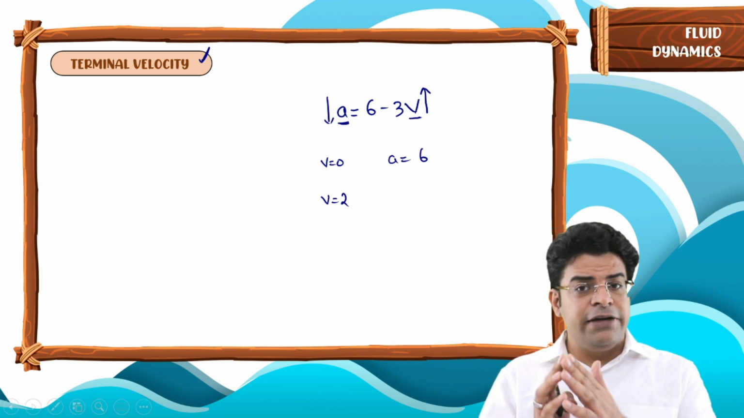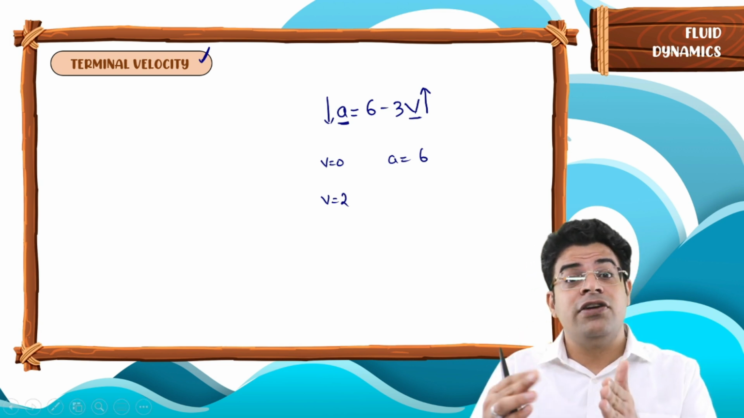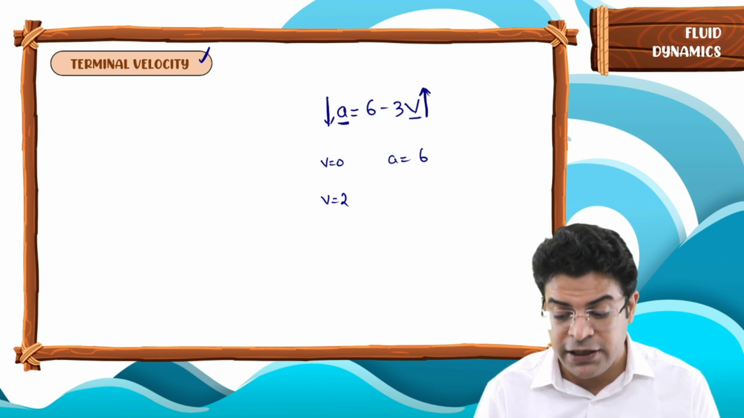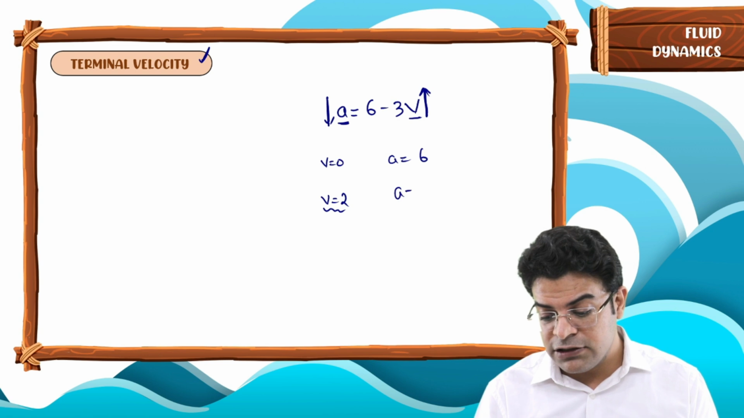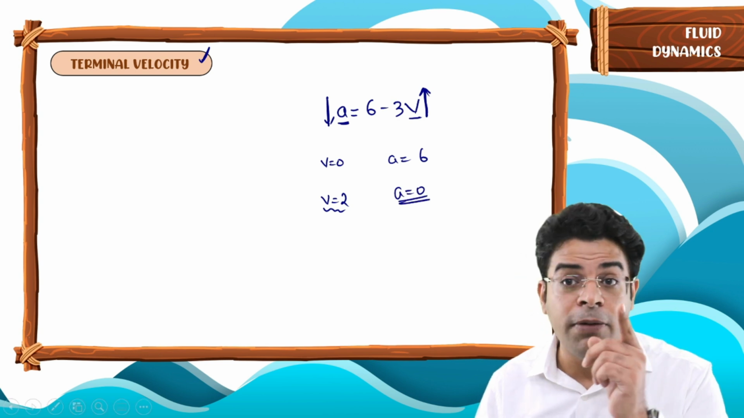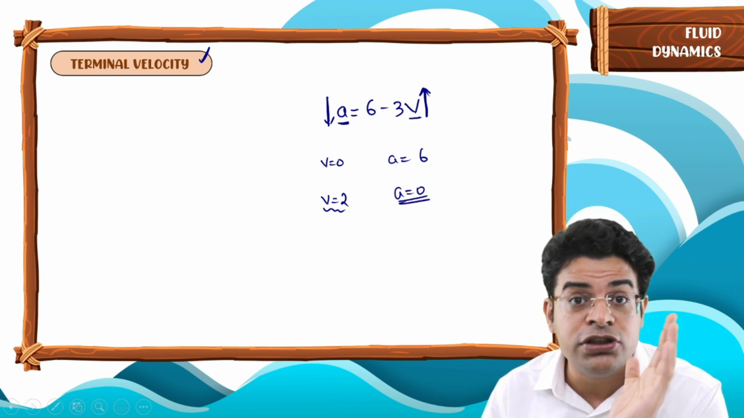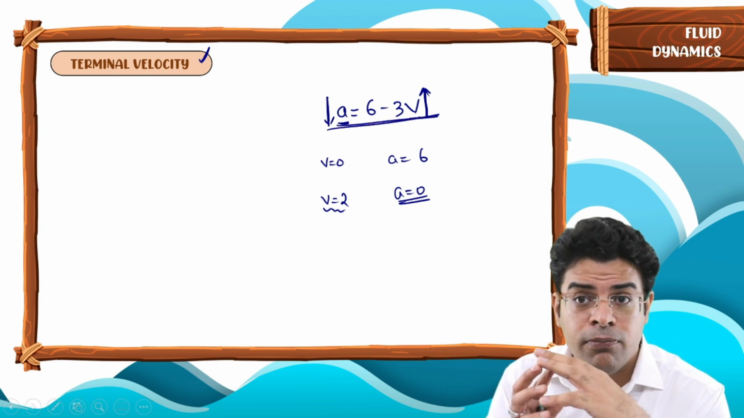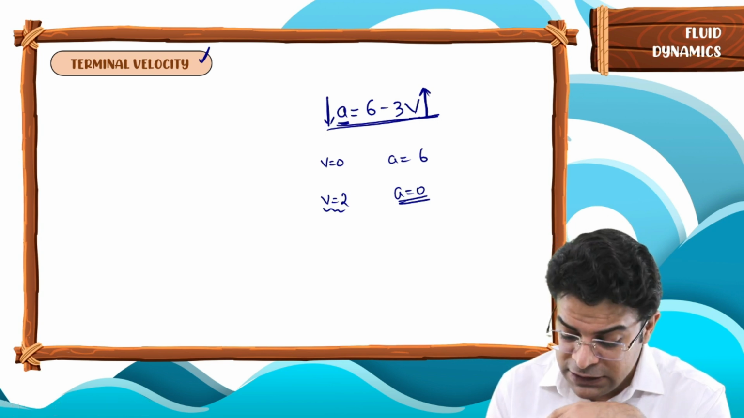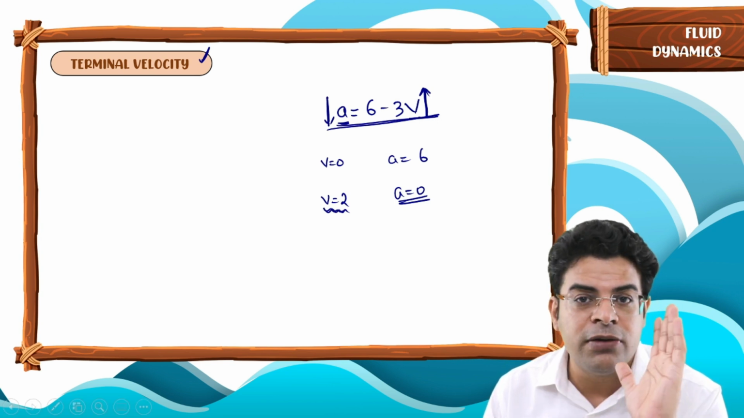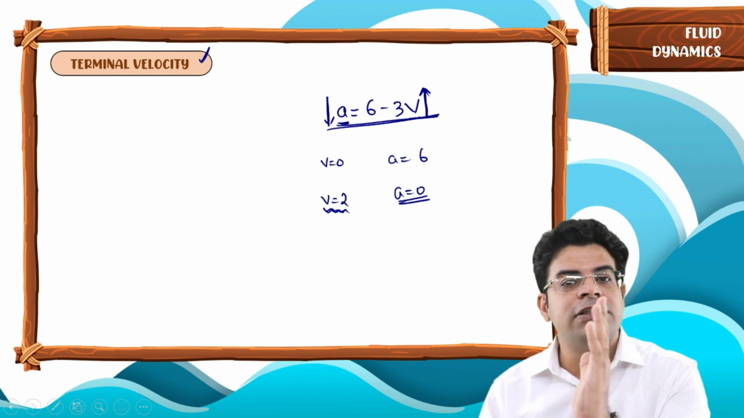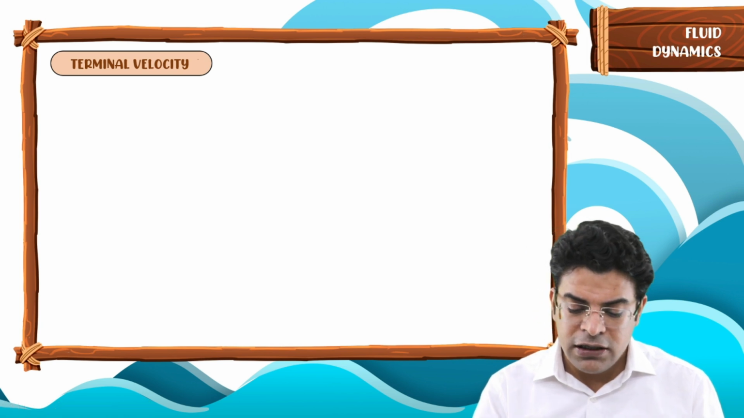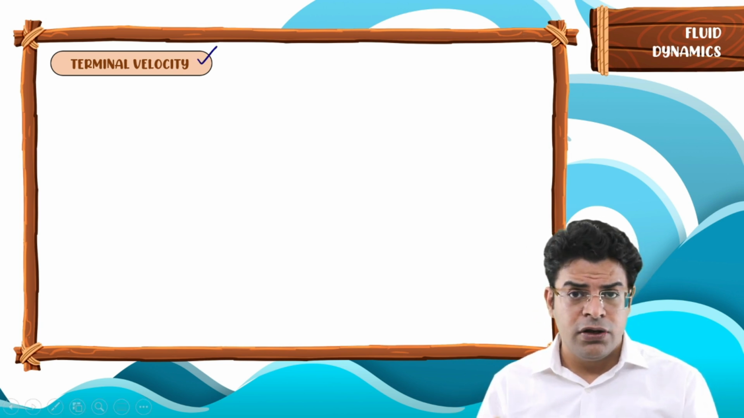So initially, when there was no velocity, there was an acceleration of 6. As the velocity keeps on increasing, the acceleration keeps on decreasing. And when the velocity becomes 2, the acceleration becomes 0. And once the acceleration becomes 0, the velocity becomes constant. So once this particle's velocity becomes 2, its acceleration becomes 0 and then it keeps on moving with the same velocity of 2 meters per second. So sir, what are you trying to explain here? Terminal velocity is the final velocity.